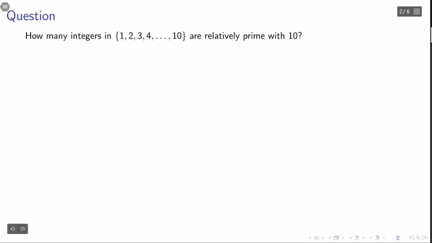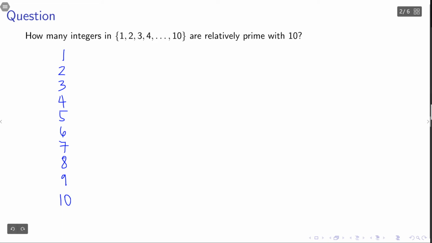But let's go through another small example again with a concrete number, just so we can see what this function is doing. So how many integers in the set 1 to 10 are relatively prime with 10? Okay, so let me just list all the numbers from 1 to 10. Okay, and we just go through each one of them.